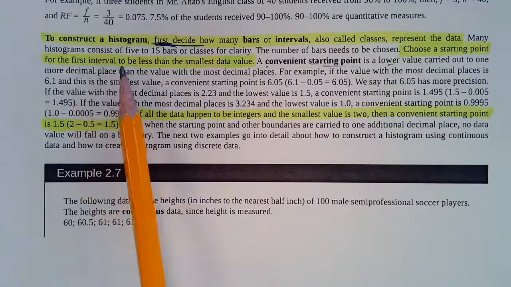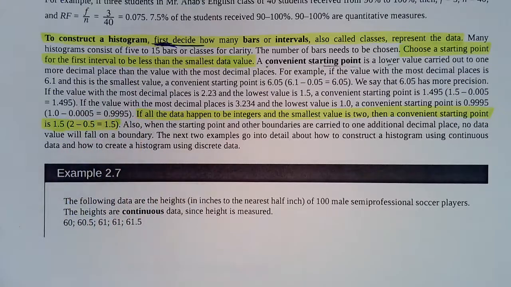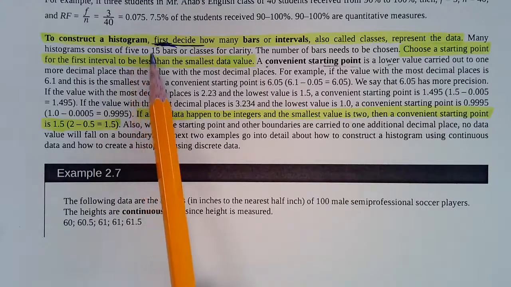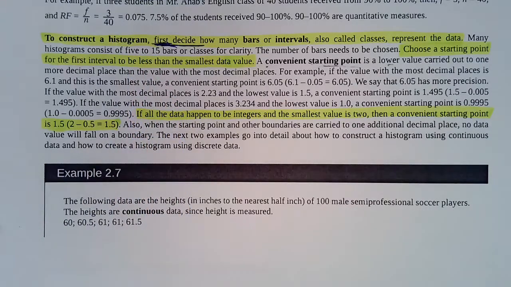So to construct a histogram, you have to decide how many bars or intervals or classes represent the data. Now, when we do this on a test or on Snow's exams, they're going to tell you how many classes or how many bars you need to create. But most of the time, it's going to be between 5 to 15 bars so that it doesn't get too overwhelming. Okay. So you have to choose the number of bars or classes that you're going to need.